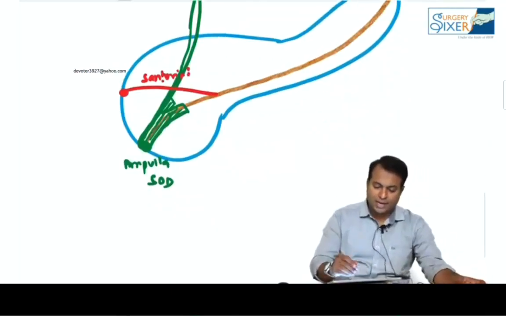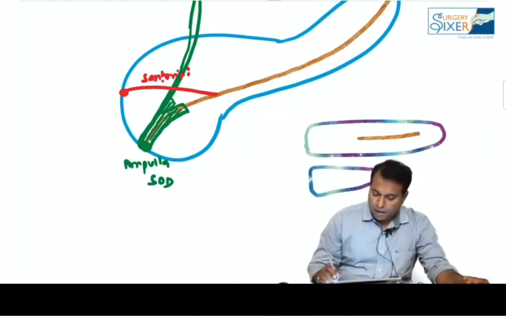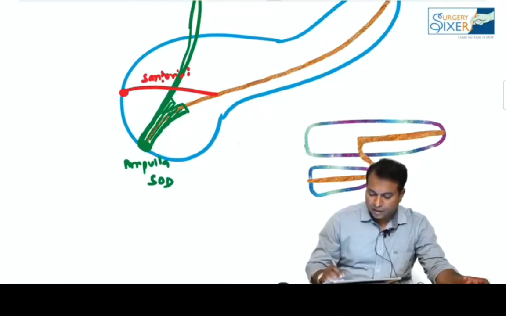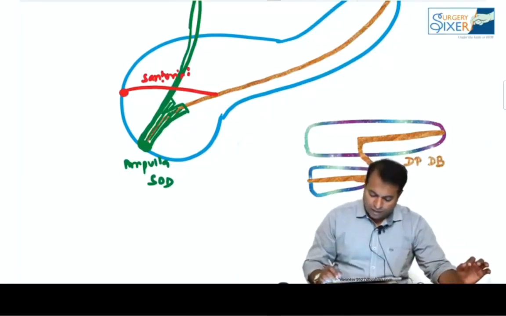So now you should understand the two buds which I already discussed. This is the dorsal bud, this is the ventral bud. You can see the distal part of the dorsal bud duct. This is the distal part of the dorsal bud duct, and the full ventral bud duct will fuse to form the major duct of Wirsung. So how is the major duct of Wirsung formed? By the distal part of the dorsal bud and the full ventral bud.